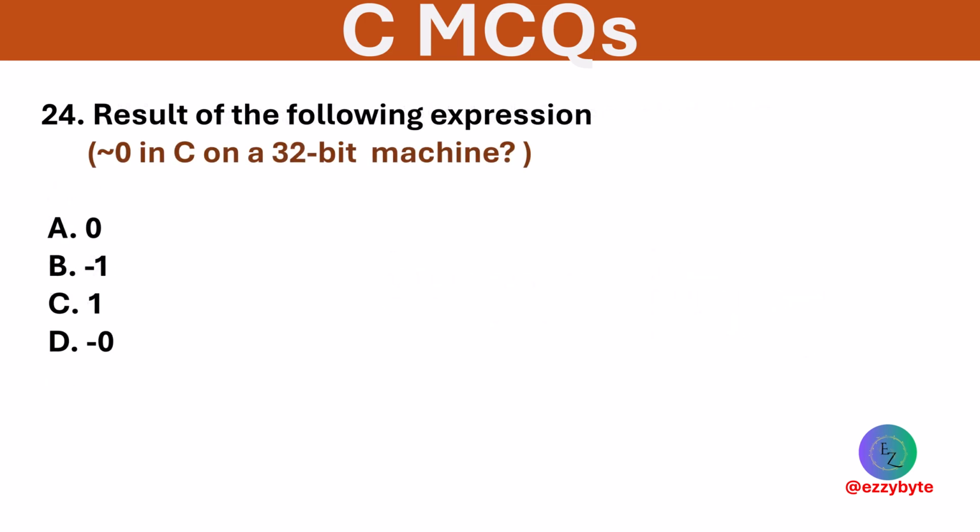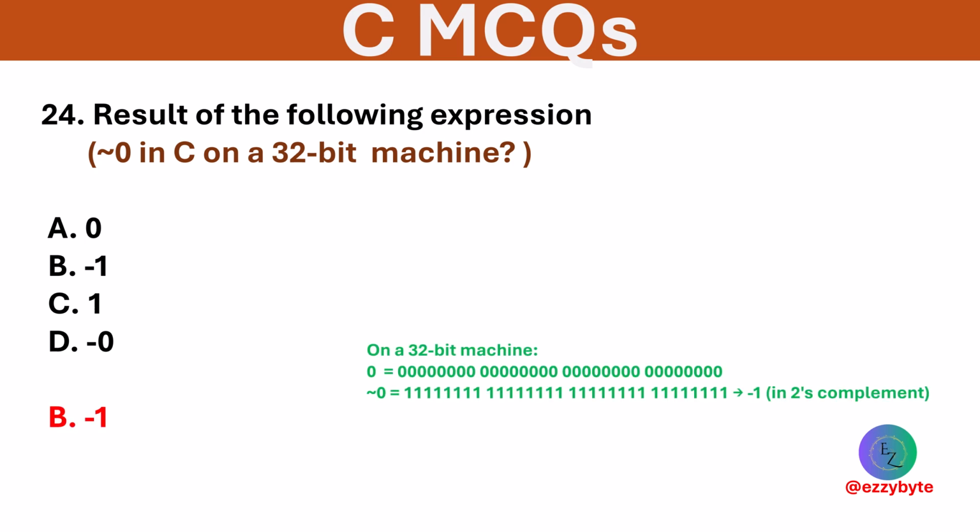Result of the following expression. Options are 0, -1, 1 and -0. Option B is correct. 0 in binary is all zeros. Applying the bitwise NOT inverts all bits to 1, which represents -1 in 2's complement on a 32-bit machine.